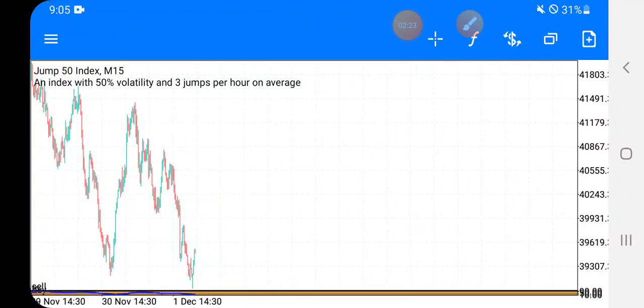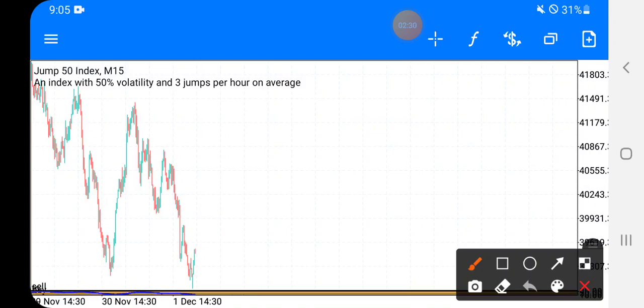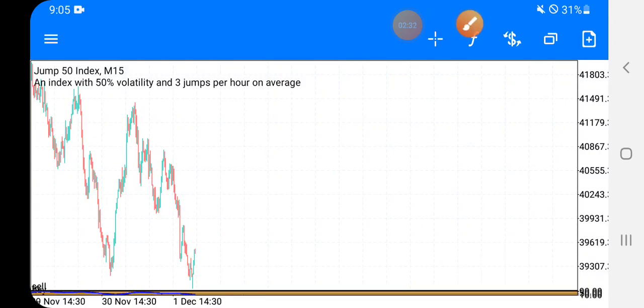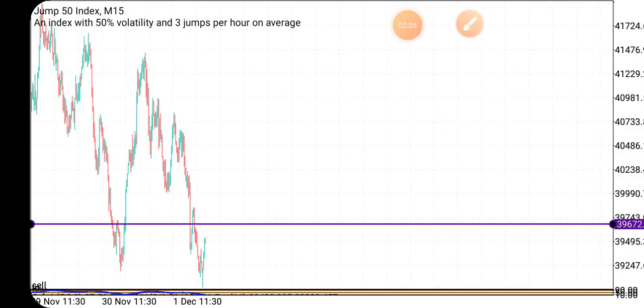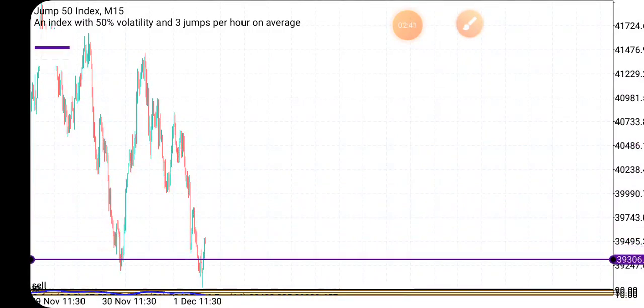So first of all, remember, the pattern we are going to be using is our normal double top, double bottom pattern. Let me pick a line. All right, so let's start with double bottom.